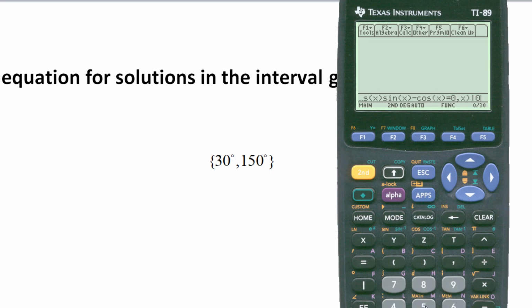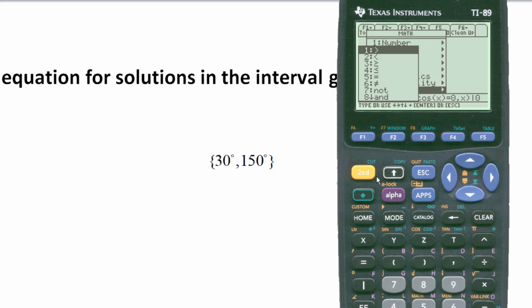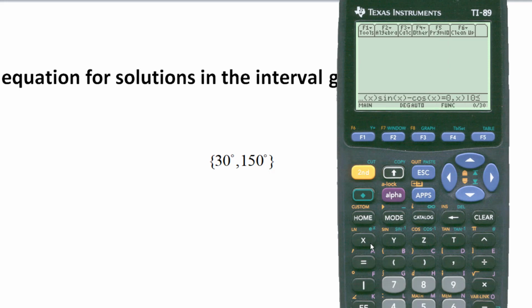Again, go to the math menu, 5, 8, and I want less than or equal. So that's number 4. Then x, so 0 less than or equal to x, or read it the other way, x greater than or equal to 0.